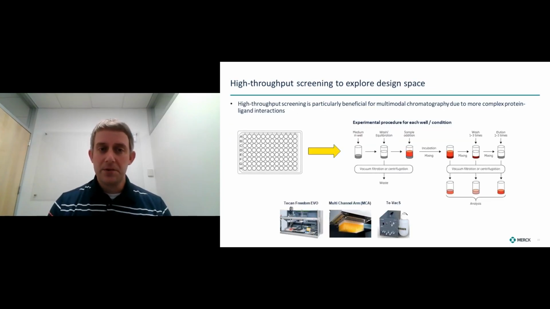So to drill deeper on each of those 3 different molecules, we did some high-throughput screening to explore that design space. This is plate-based, with the wPrime2A resin packed into plates internally here at Merck. And then we step through a batch absorption process, where we equilibrate the resin, incubate for a period of time on an orbital shaker, and then use vacuum filtration to recover, apply our sample, and proceed. And we have this automated on a liquid handler.